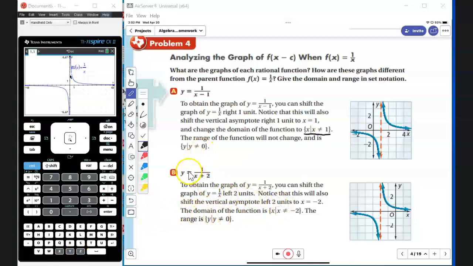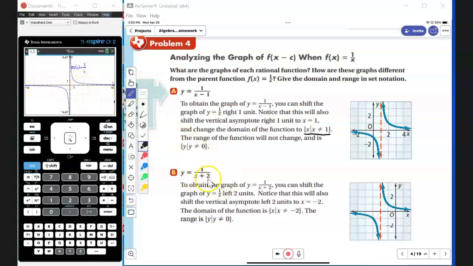Example 2. We have y equals 1 over x plus 2. This is either going to go left or right. And remember, as we've done in the past with other transformations, if it's plus 2, it's going to go to the left. So I have the parent function here. The vertical asymptote is at x equals 0 because it's undefined at x equals 0. And it's also undefined at y equals 0.